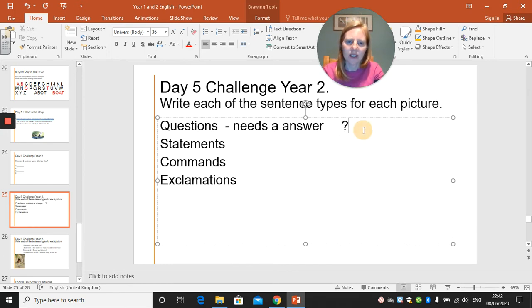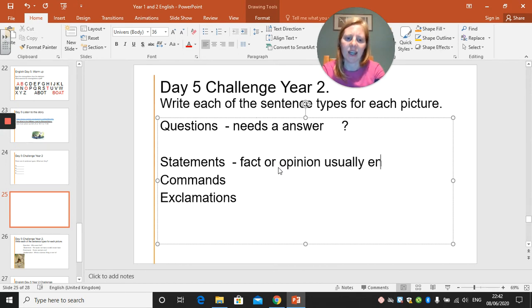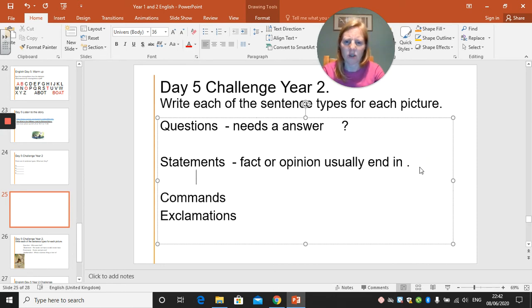Okay. Our second type of sentence is the statement, and that's something that is either true or an opinion. So it could be that rainbows are beautiful, which is my opinion, or it could be that rainbows are colourful, which is true. So they always are a fact or opinion. They still follow the rules of a sentence, and they usually end in a full stop. Sometimes they can end in an exclamation mark, but usually not.